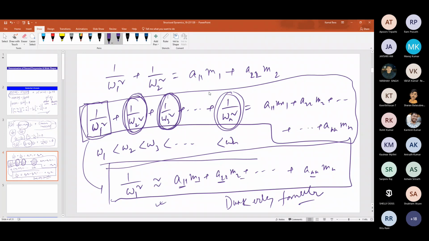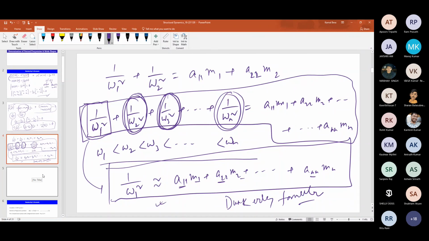Now quickly reply to me. Using this approximation method, whatever you get as omega 1, will it be lower or higher than the actual value? Smaller than. So all agree with that? Okay, so basically it will underestimate, right?